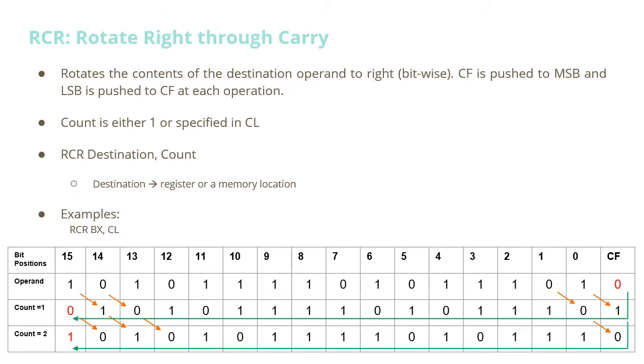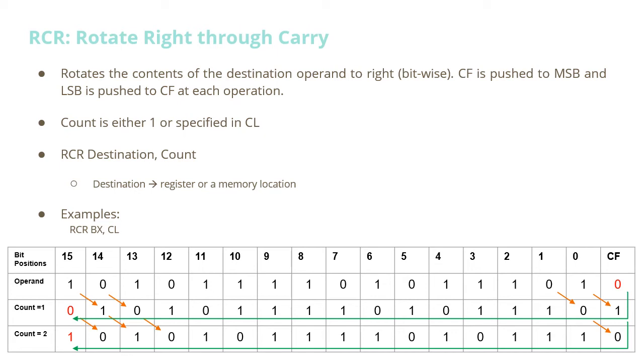Next is the RCR instruction, or the rotate right through carry instruction. This instruction rotates the contents of the destination operand to the right in a bitwise manner. The carry flag is getting pushed to the most significant bit, and the least significant bit is pushed to the carry flag at each operation. The initial value of the carry flag can be an arbitrary value. The count is either 1 or it is specified in the CL.